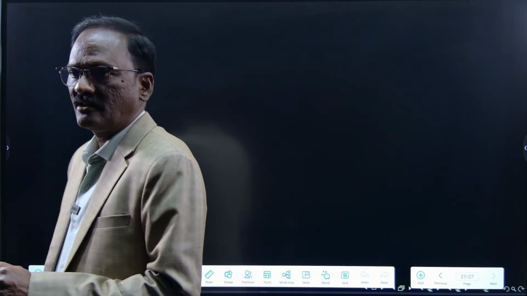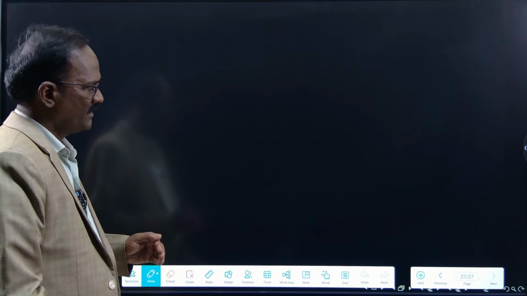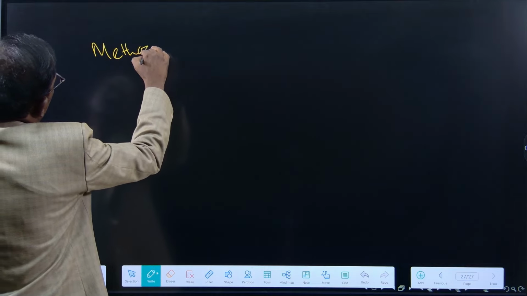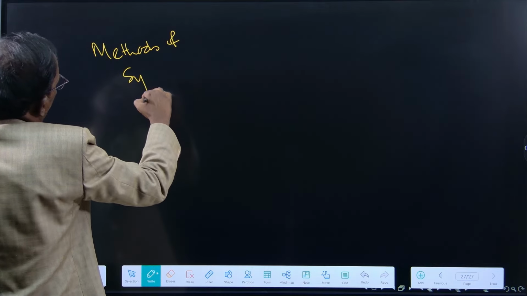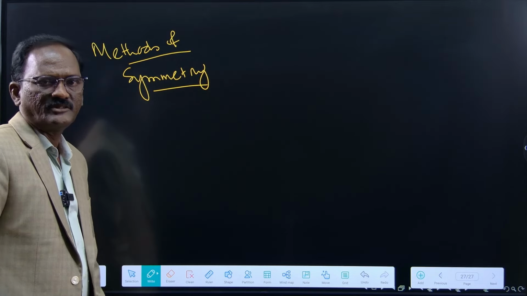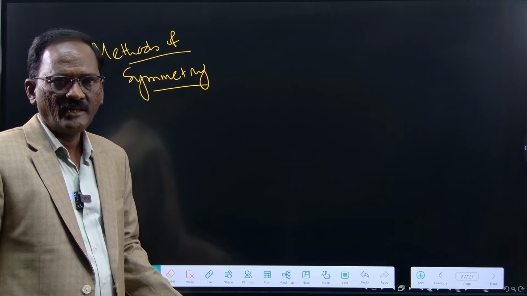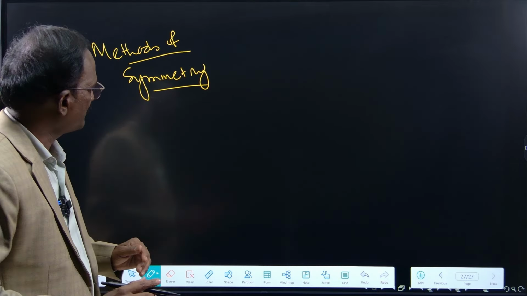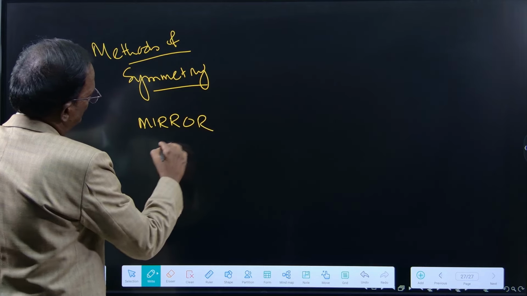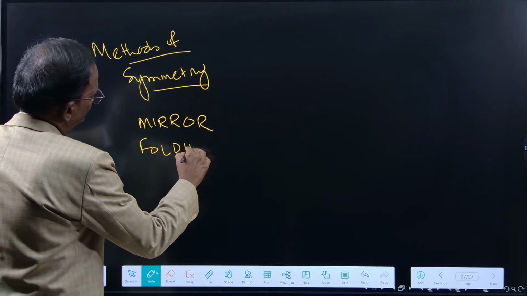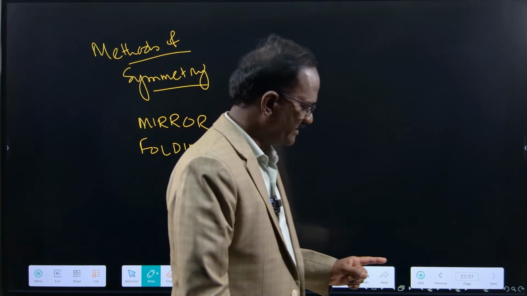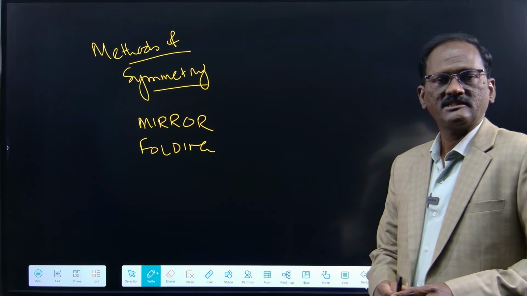Right. Then some part of problems are dealt with in a separate video. Methods of symmetry, symmetrical networks, is not included in this video. It is dealt with separately in a separate video. That is mirror symmetry and folding symmetry. Some problems we have worked in that video. Please go and watch that video also. The link is given in the description box.